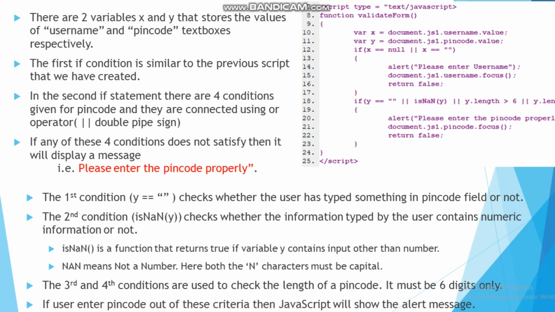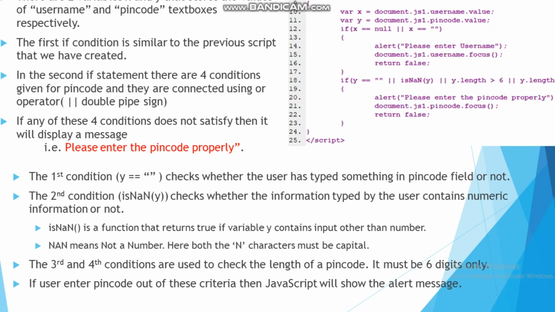The third and fourth conditions are used to check the length of a pincode. You know very well, a pincode must be of 6 digits only. So if the user enters a pincode out of this criteria, then JavaScript will show the alert message. So only 6 digits are allowed in the pincode due to this condition.